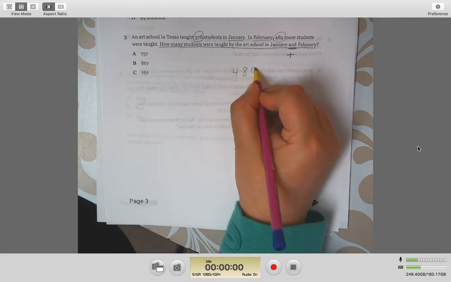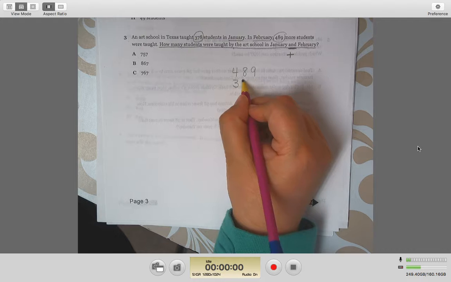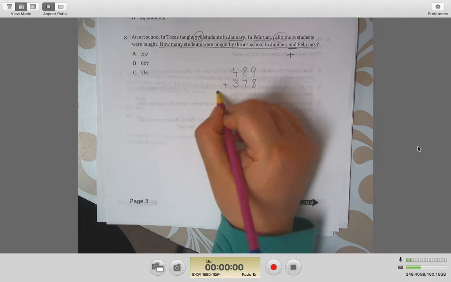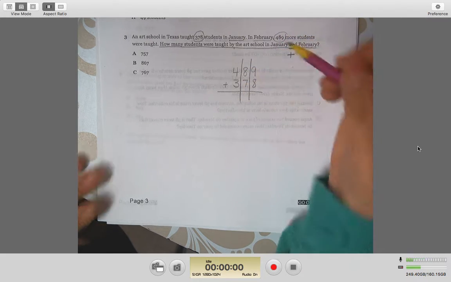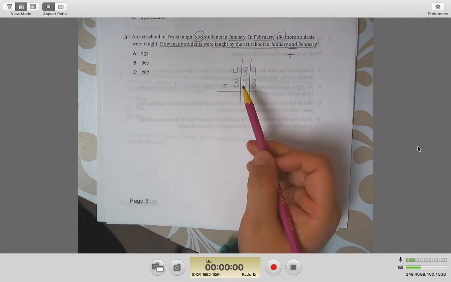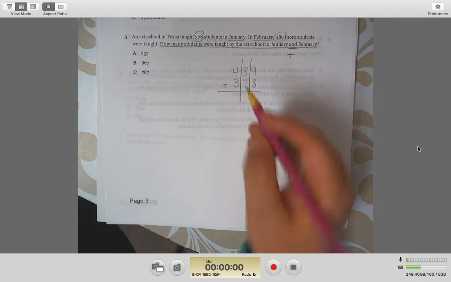So when the students add their numbers together, it's really important that they take their time and line up their numbers. One of the biggest problems we see is they don't line up their numbers correctly and they put their numbers in the wrong place, and then their addition comes out all wrong.